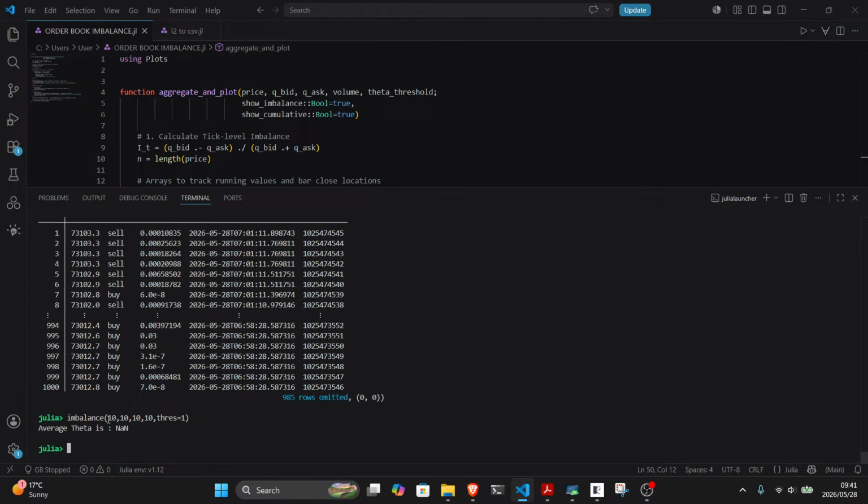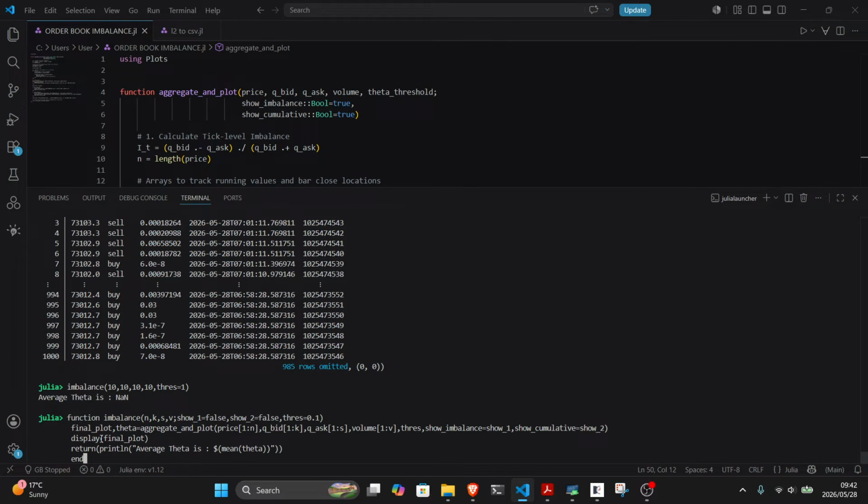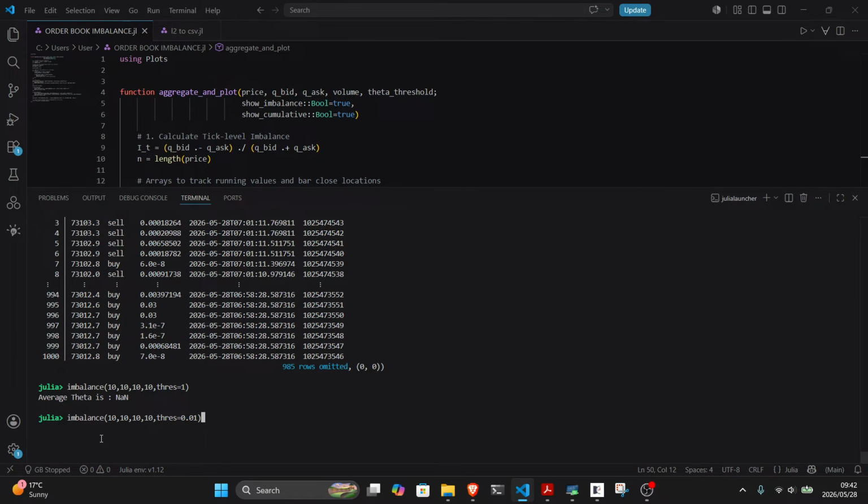Now, I already ran this, but I'm going to show you what I got. Essentially, I'm running this on 10 entries on all 4 variables, which is going to be Q bid, Q ask, our volume, and our price. The details are over here, but that's not really important right now. Let me just take this back to 1. Now, let's run this on the first 10 entries.